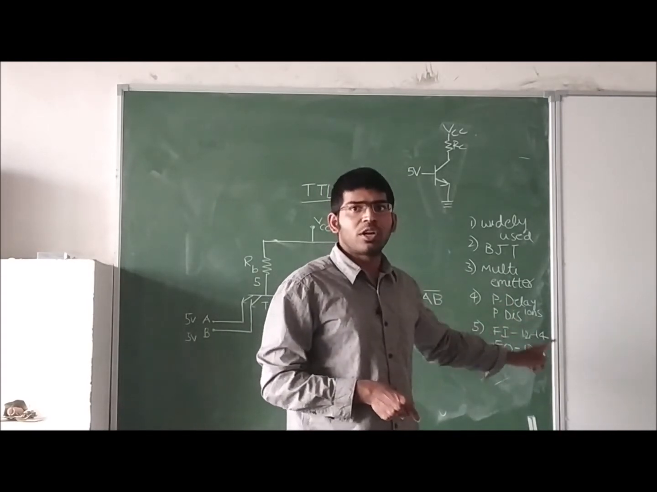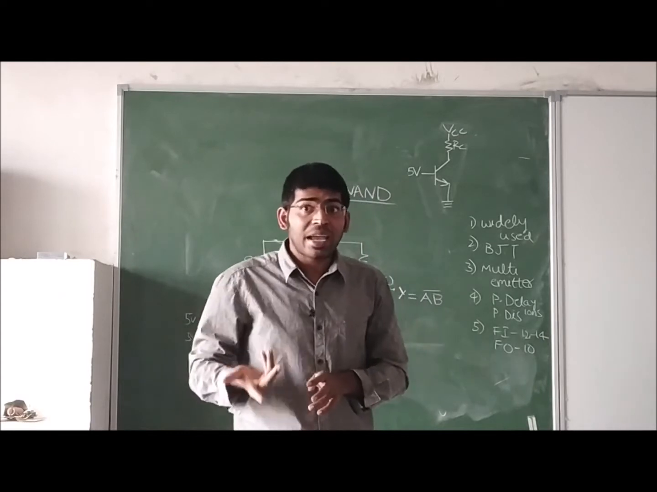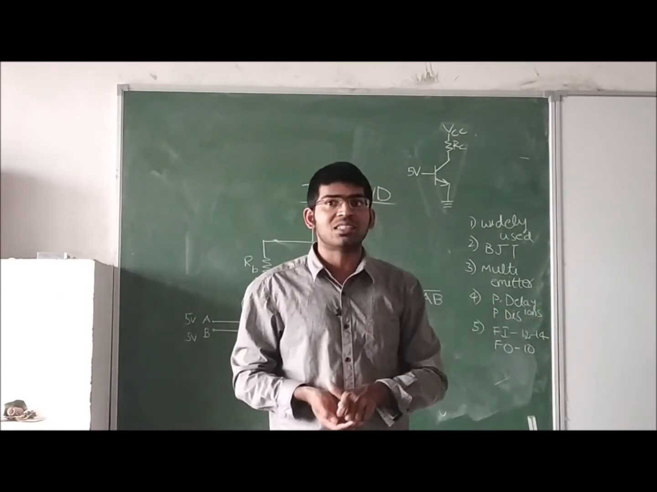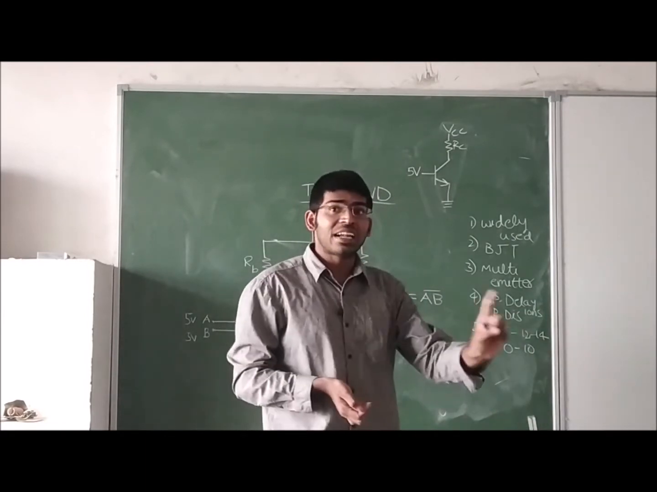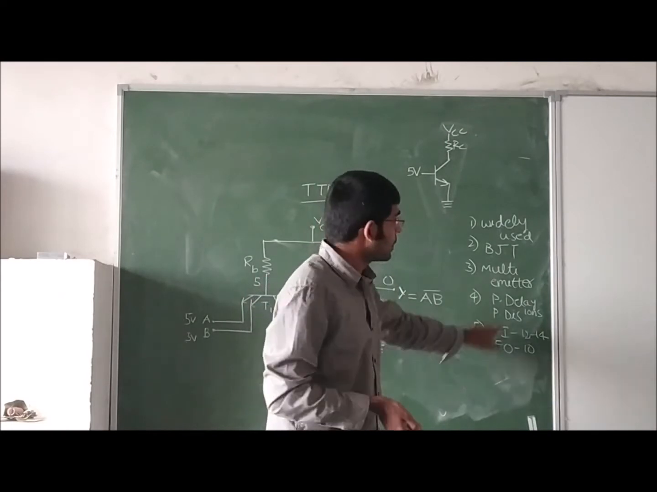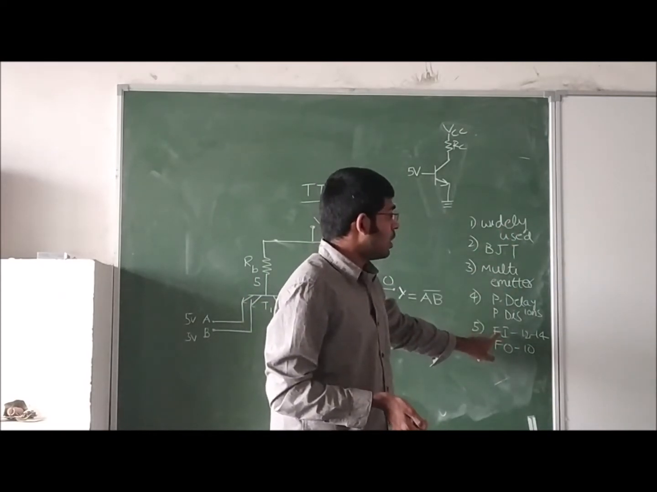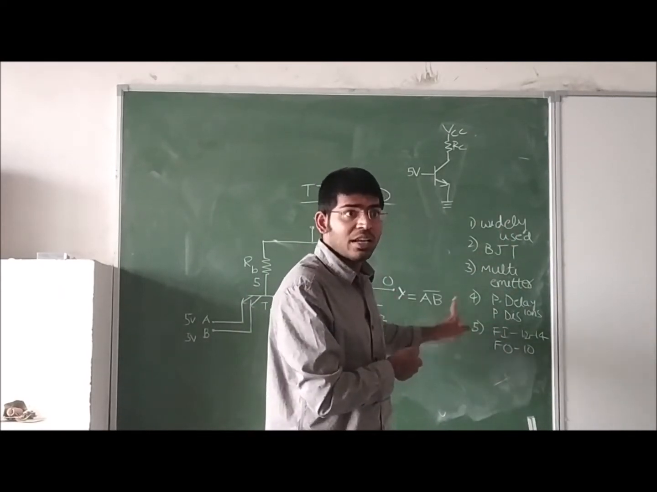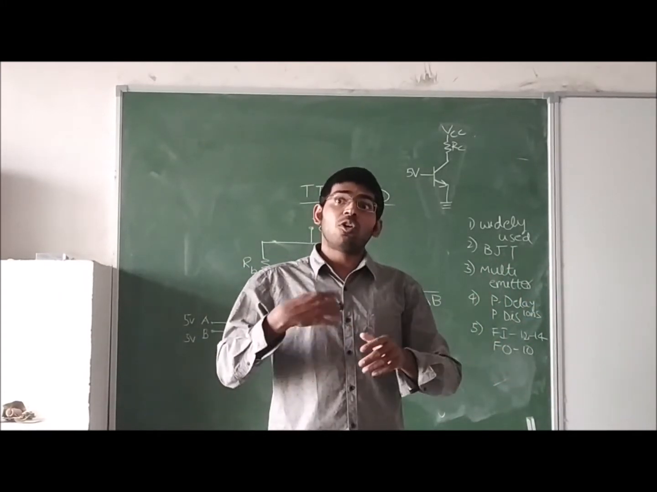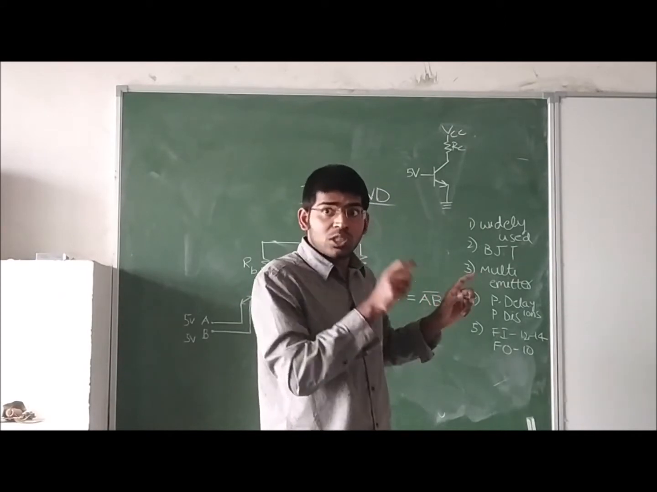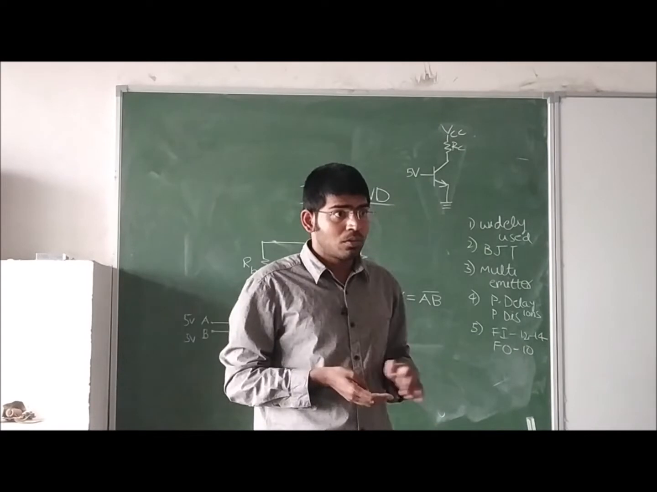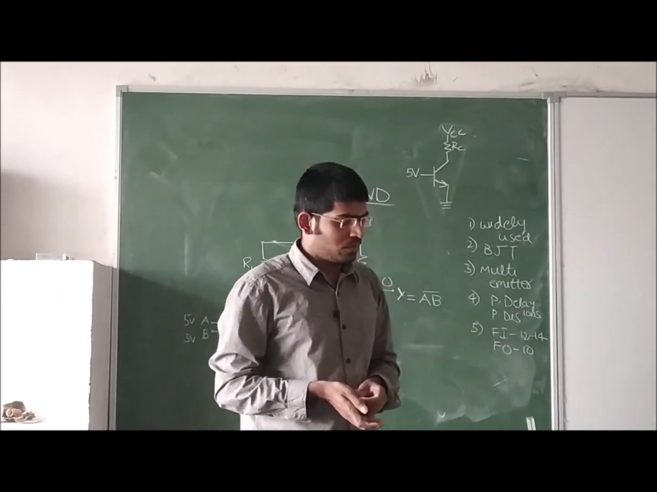Fan-in is 12 to 14, meaning we can fabricate devices with 12 to 14 inputs by using the TTL technology. And this IC can drive nearly 10 loads, that is fan out. So what is the fan in for this TTL? In and around 12 to 14, meaning we can give 12 to 14 inputs to this IC. Fan out is nearly 10.